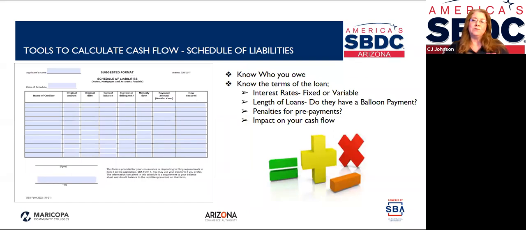Another tool that we use with our clients, and a document that lenders use in their loan packages, is called a schedule of liabilities, or you may hear it called a debt schedule. The data that's within here is also found in the current liabilities and long-term liabilities section of your balance sheet. And when you meet with your SBDC advisor, we will ask you about this information in order to consider if maybe debt consolidation may be in the best interest of your business, because perhaps it'll free up some of that monthly cash flow.